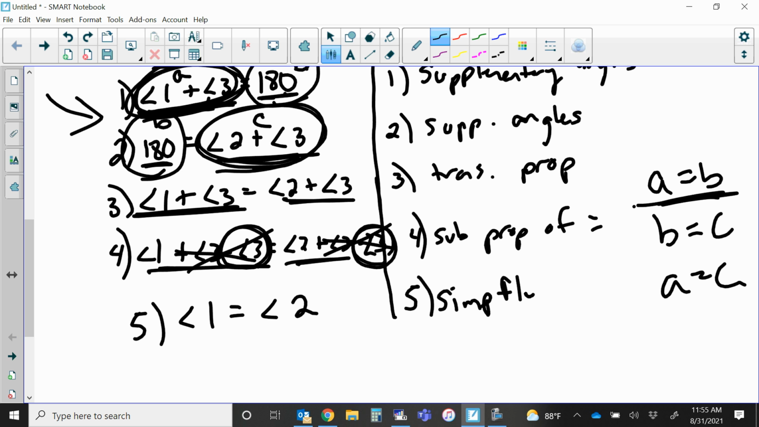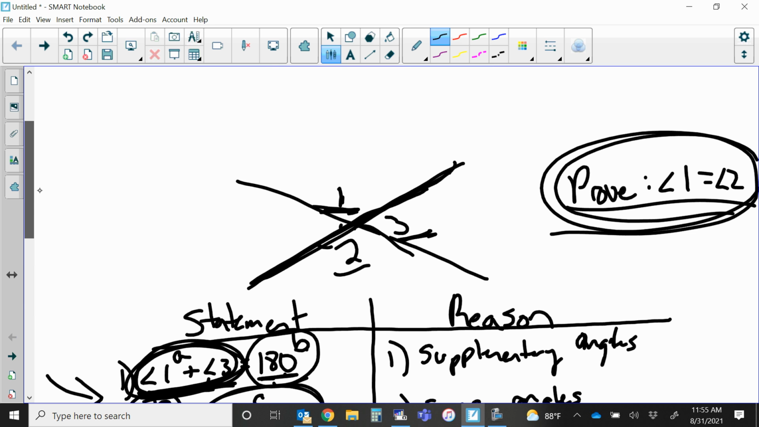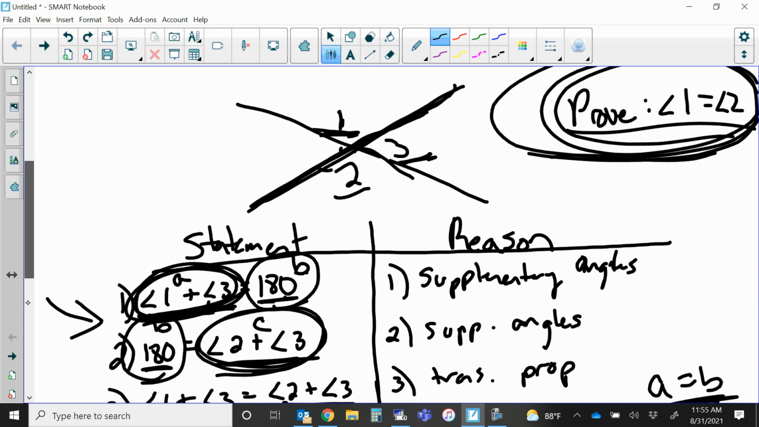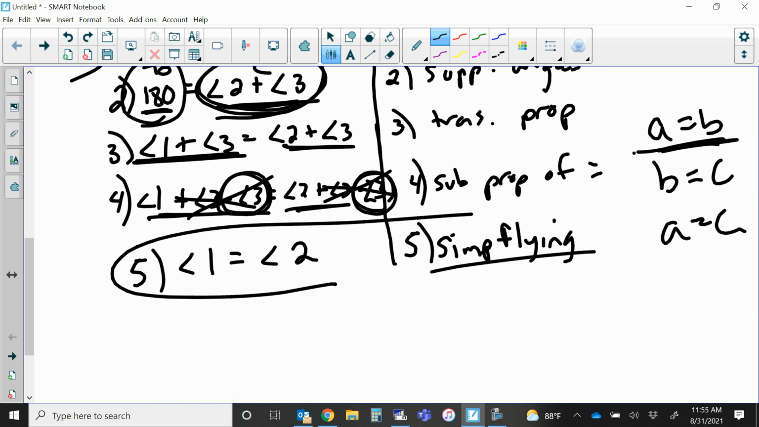Simplifying. Whenever I actually do the math, that is simplifying. Do you see how my final resting spot was what they asked me to prove? Do you see how that is the final thing that was down here? That's what should happen every single time I do a proof. Yes.